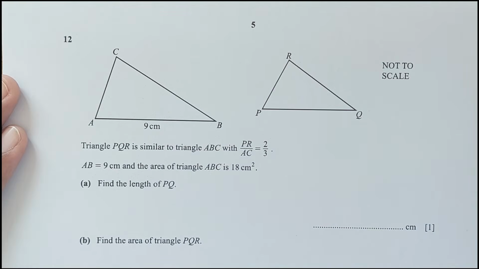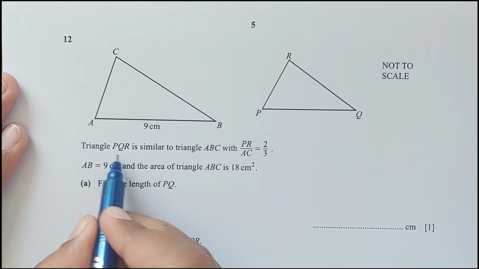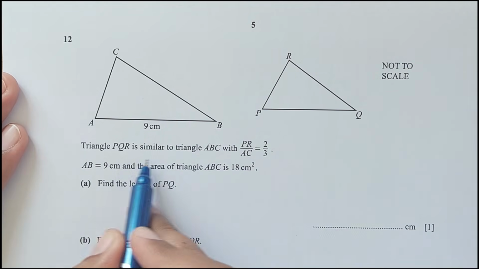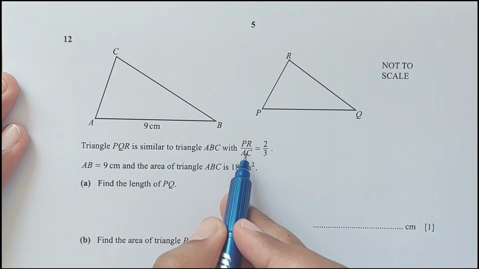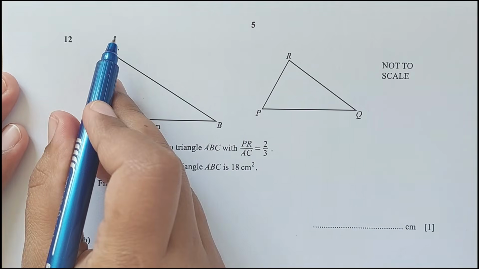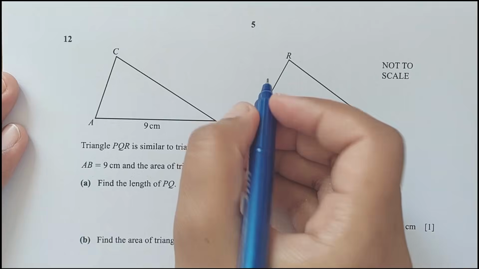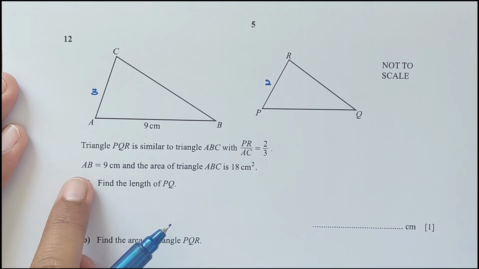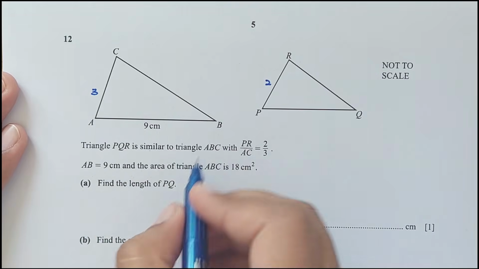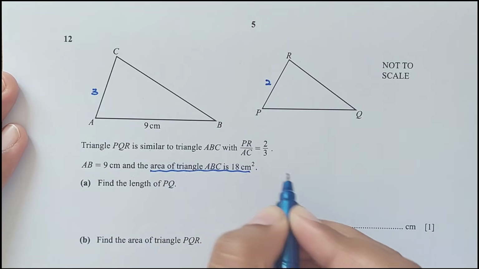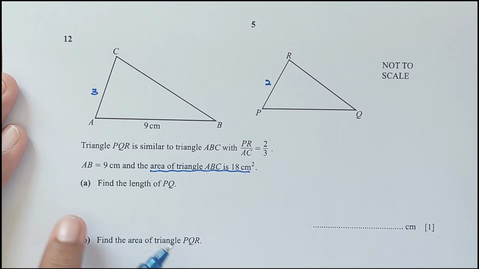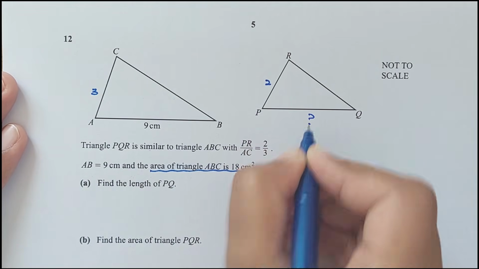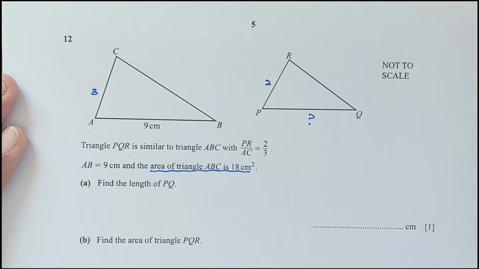All right. Question number 12. Triangle PQR is similar to triangle ABC with PR to AC ratio 2:3. So PR is 2 and AC is 3. All right. AB is 9 centimeter and the area of triangle ABC we have been given, which is 18 centimeters square. Part A, find the length of PQ. We have to find this length. What is PQ?